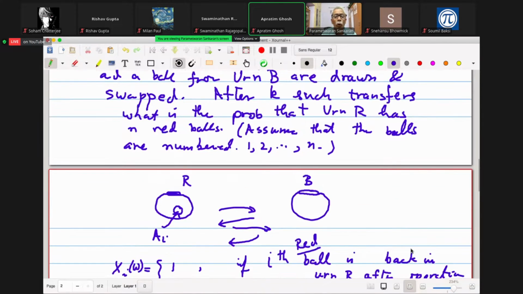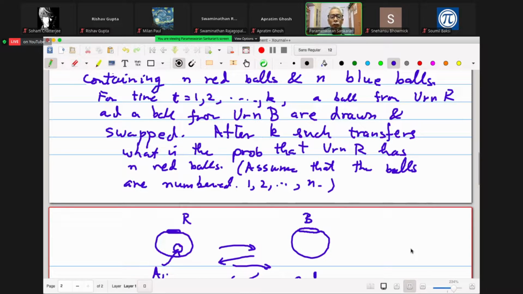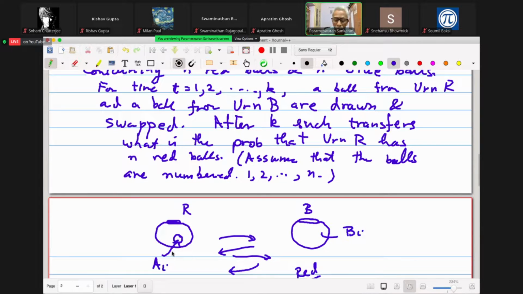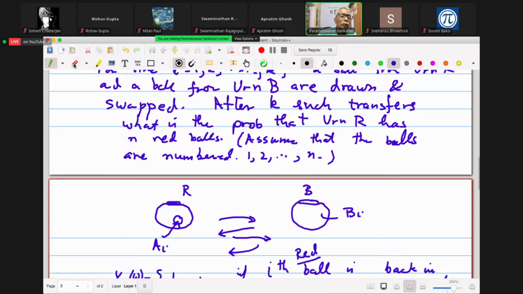This whole thing I call a transfer, or operation omega. After k such transfers, you may pick the ith ball here and then exchange it with some jth ball from blue. So you may label the balls here ri. Maybe I should have called it ri here. It doesn't matter, let me just change it to ri. So a typical operation would be okay.